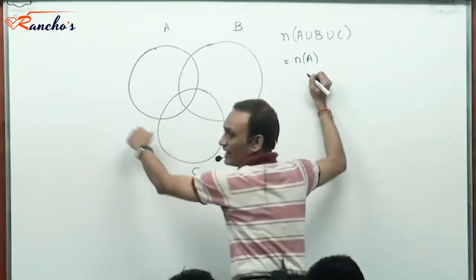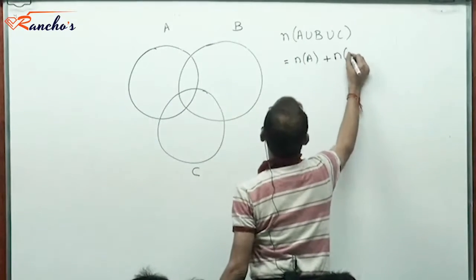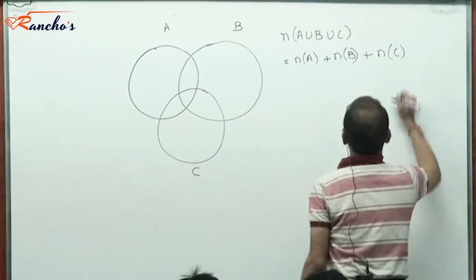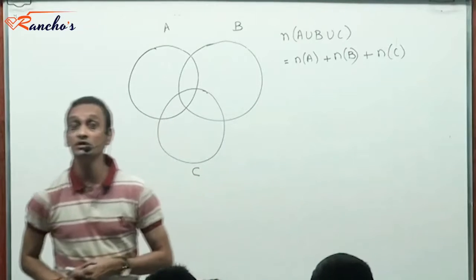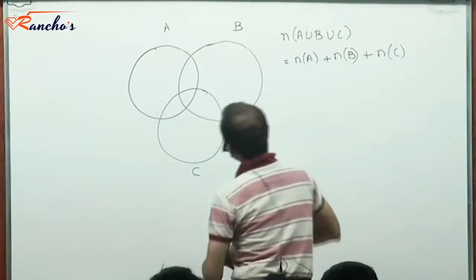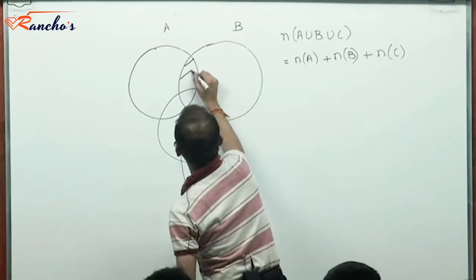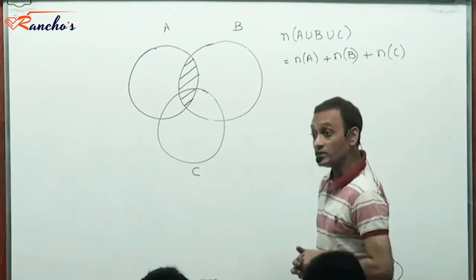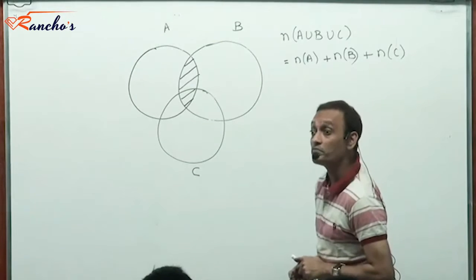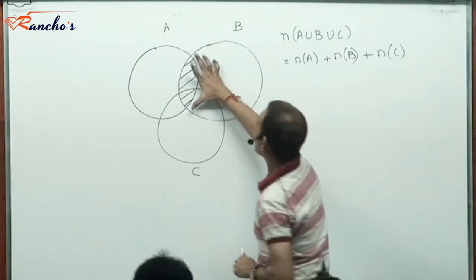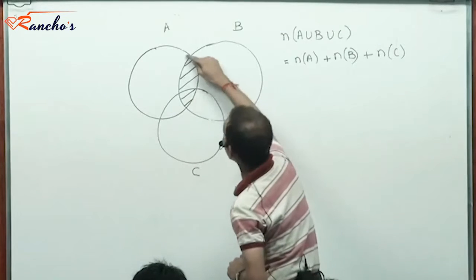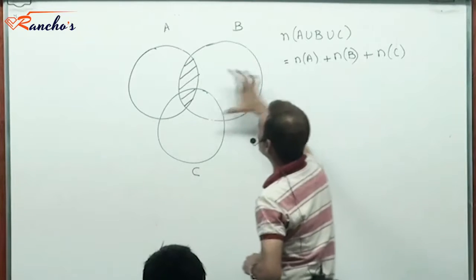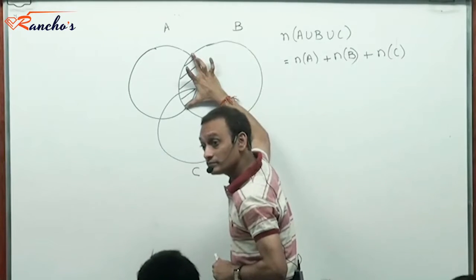I find the number of elements in A, I add the number of elements in B, then I add the number of elements in C, right? Now in the process, elements that belong to A and B have appeared twice, isn't it? In NA and NB, in both of these, these elements have appeared, right?